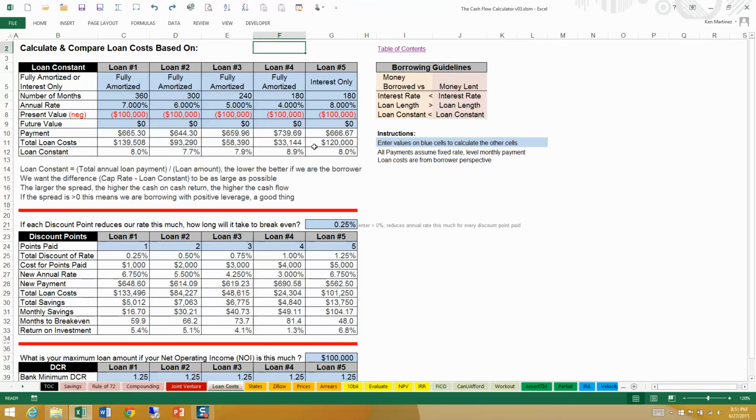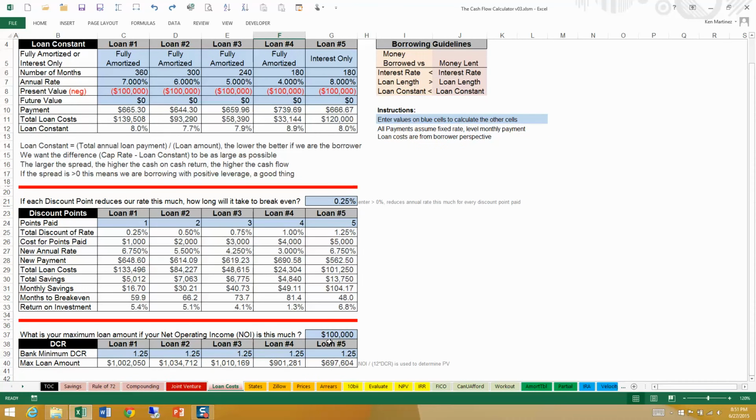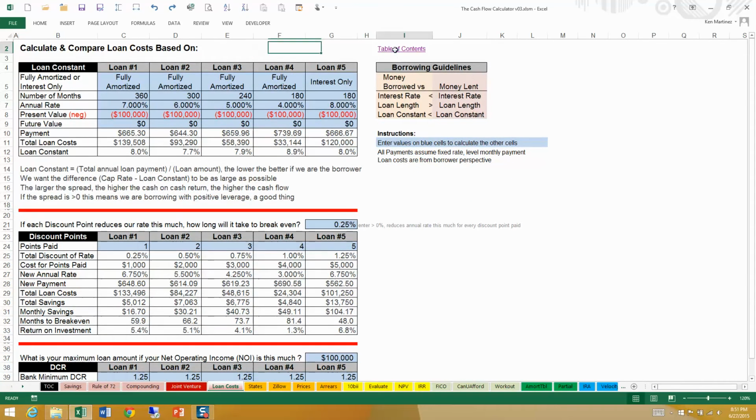Loan cost. For up to 5 loans, you can calculate. This will calculate the loan constant, the true cost of a loan, so you can see which one is the best for you. How long it will take you to break even and the return on your investment if you buy discount points, and what's the most a bank will lend you based on their DCR.